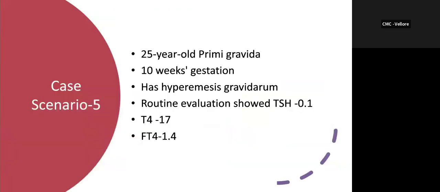Okay, fine. I think this you see much more commonly. That's a primigravida, 10 weeks gestation, with hyperemesis gravidarum. TSH is slightly suppressed. T4 is maybe, let's say, 1.5 times higher than normal. Free T4 is kind of okay, 1.5, kind of okay. So what is this?